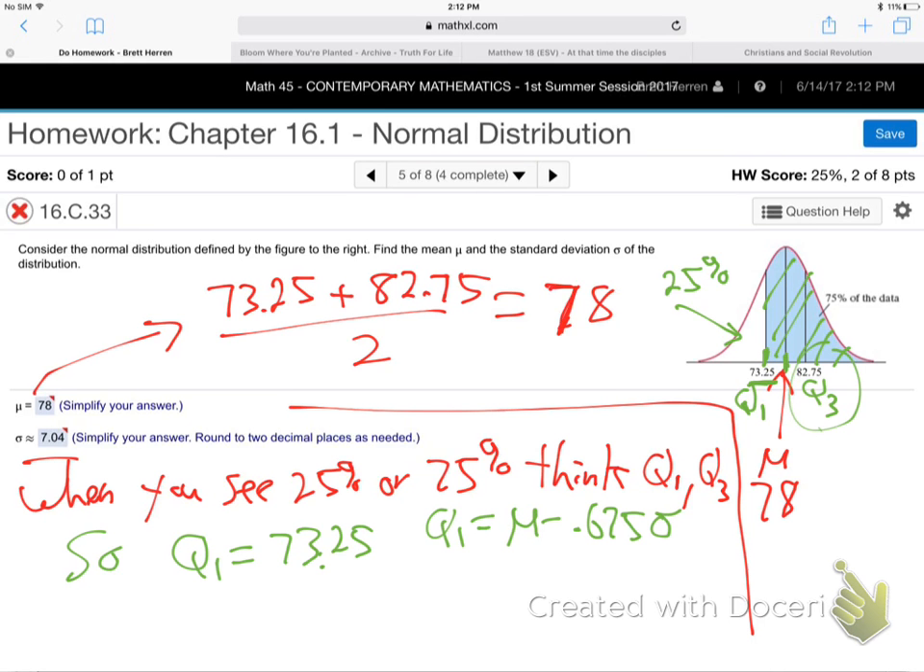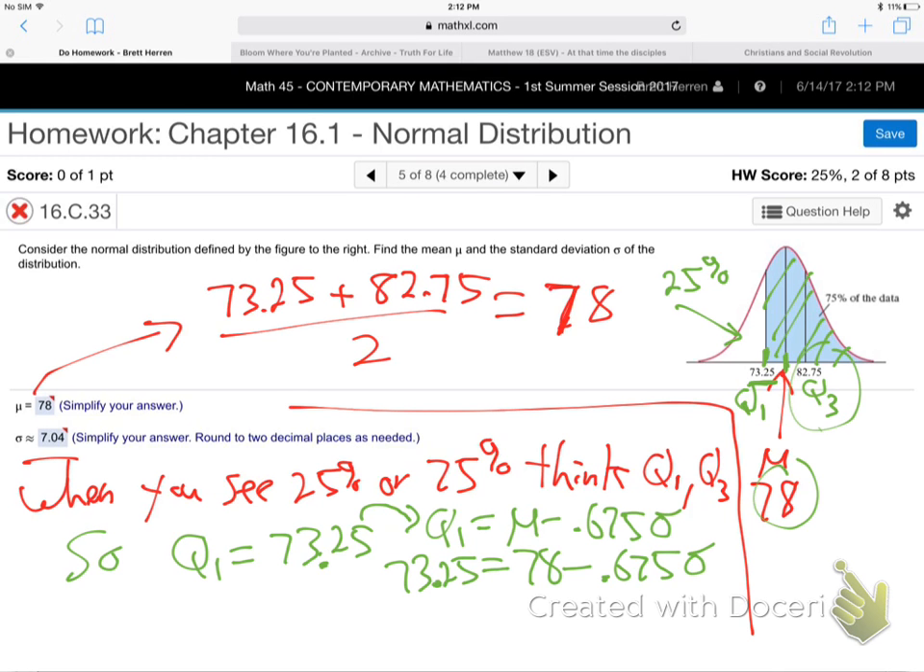Remember that? And you could use the Q3 formula just as well and use the 82.75. It'll work either way. I'll just do the Q1. Plug the 73.25 in for Q1. Mu, we already have mu, 78, minus 0.675 sigma. We can solve that equation for sigma like we did a minute ago.